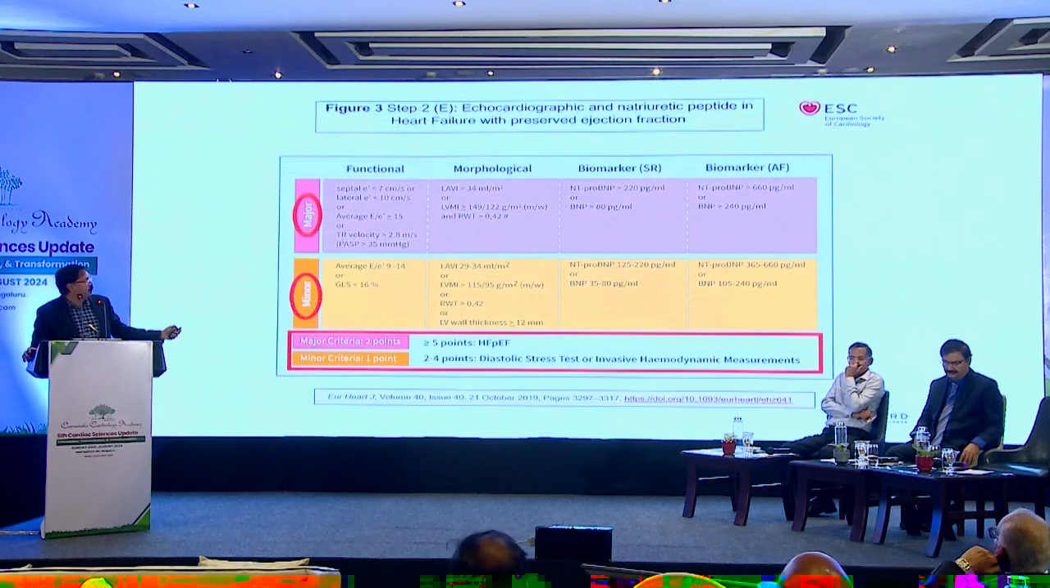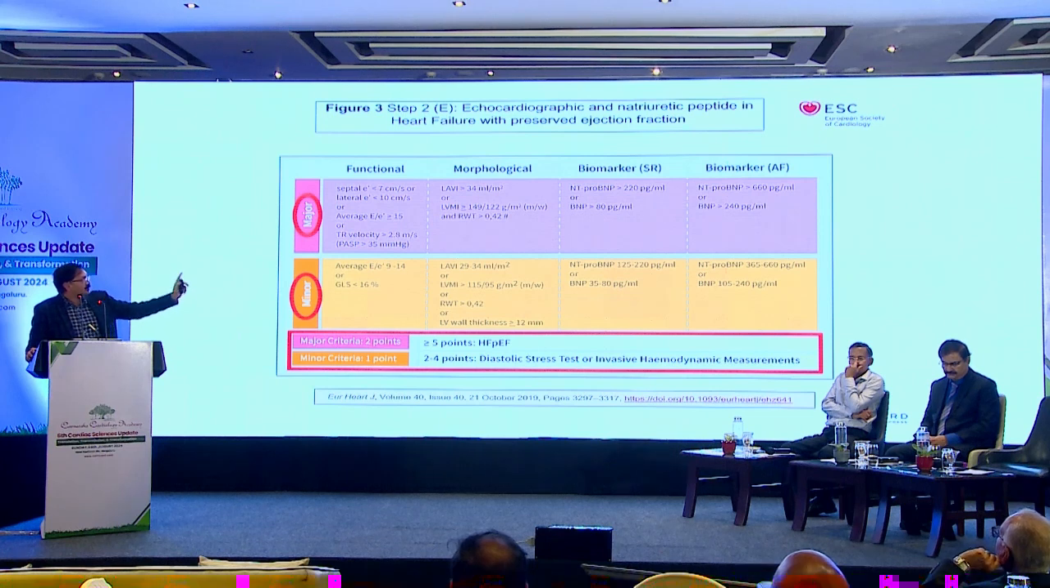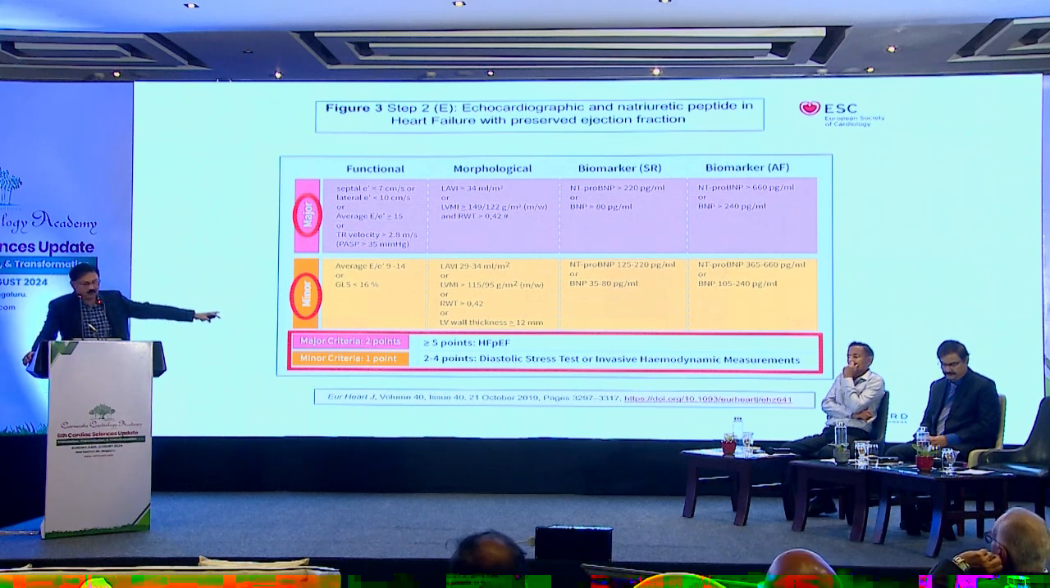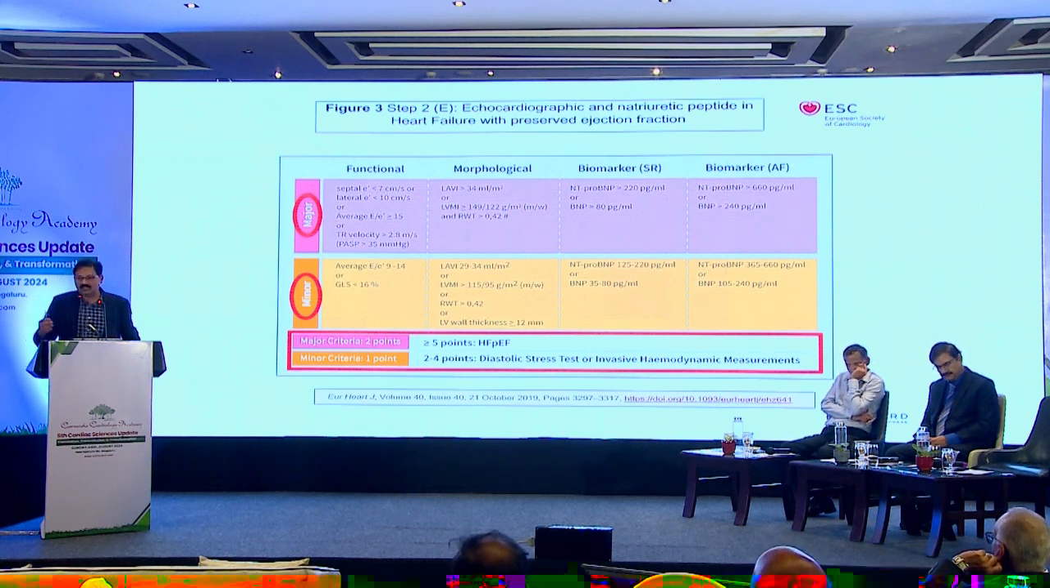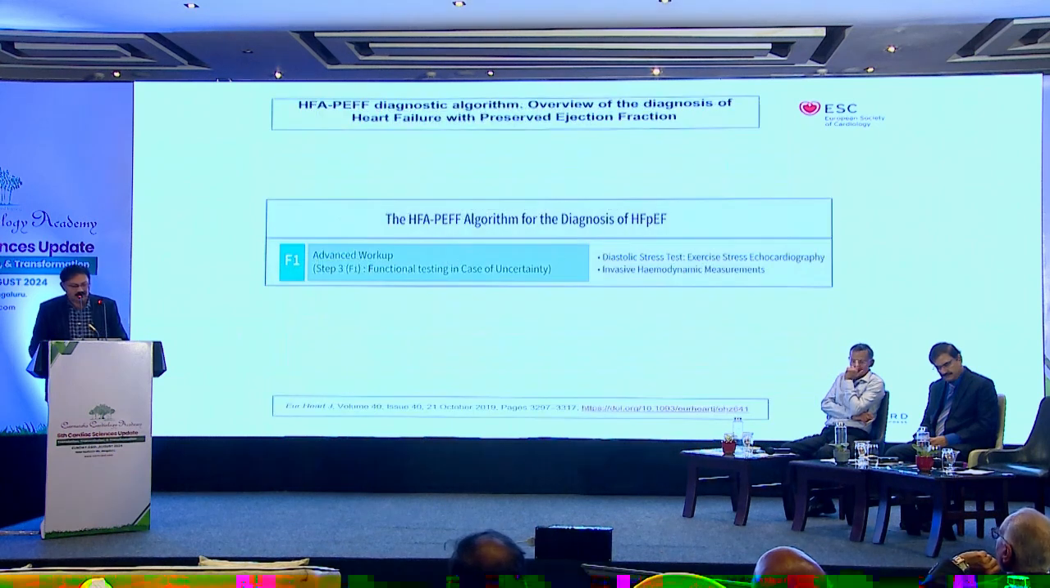And this is again to summate the functional morphological biomarker in sinus or in atrial fibrillation, and the points here. If the patient has more than 5 points, it's heart failure with preserved, and if it's 2 to 4, diastolic stress test or invasive hemodynamics, that is the next level of testing, is often required for this patient. Let's move to the next segment, advanced workup, diastolic stress echo.